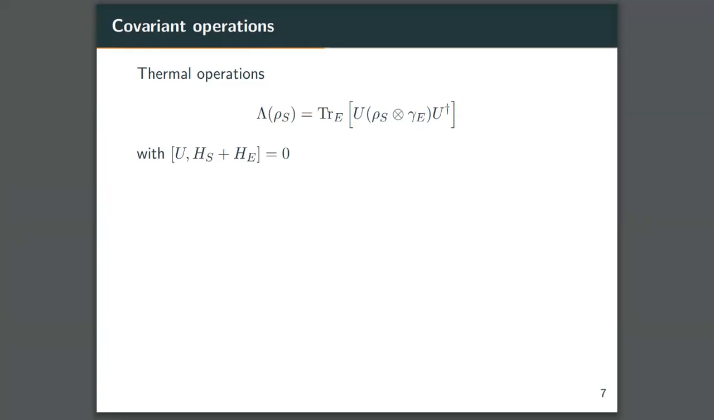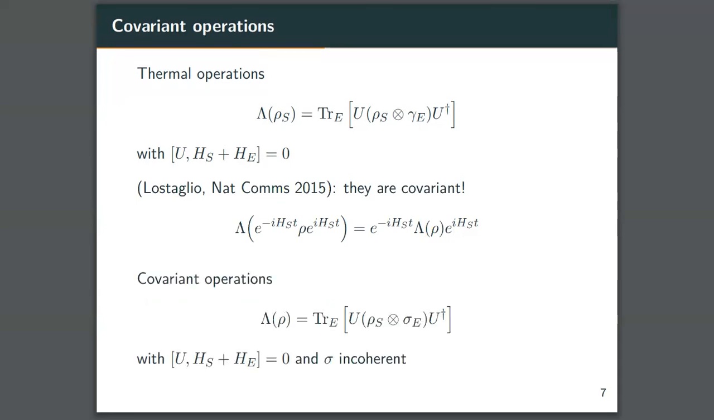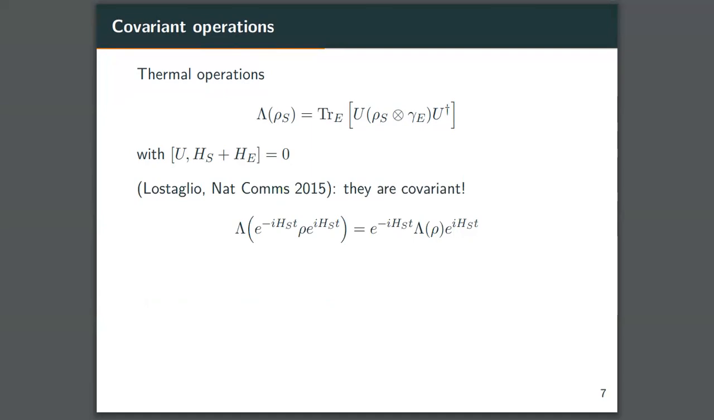If you work through the math, you notice that thermal operations are actually covariant operations. They have this covariance with respect to time translation. And what does this mean? This means that we can relate it to this other resource theory, the resource theory of asymmetry.